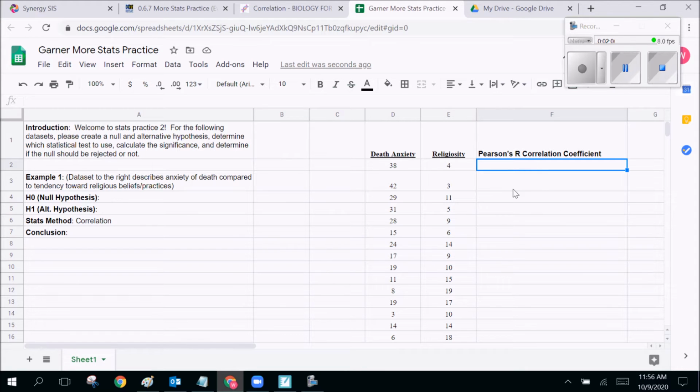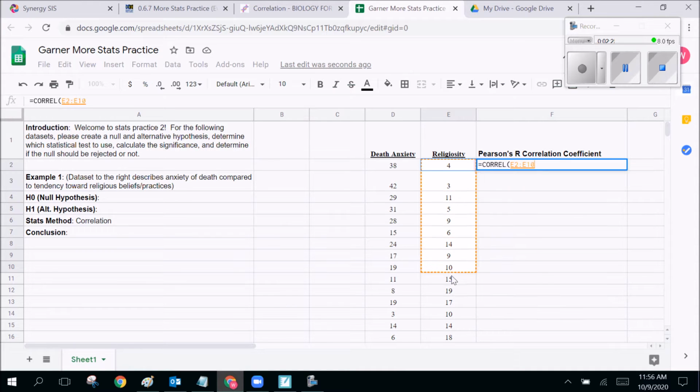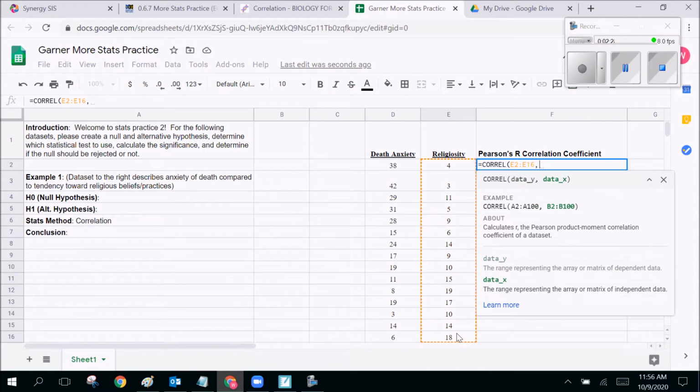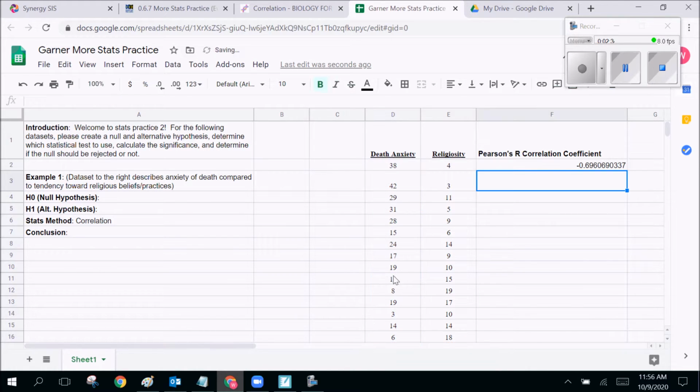So for the Pearson's R correlation coefficient, I'm going to say equals and then CORREL. This is the formula within Sheets that's going to allow me to calculate the correlation. Click on it. And now if I click on the help, it'll tell me that the first thing I need to do is highlight my Y data set, put a comma, and then highlight my X data set. So I'm going to go over here. This is my Y data set, comma, X data set, and I just clicked and dragged to select it. And then, boom, I get my Pearson's R correlation coefficient.